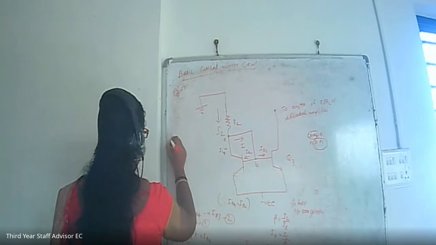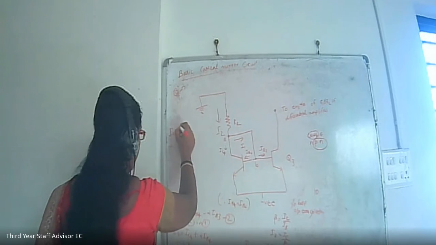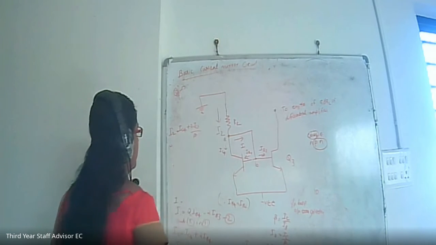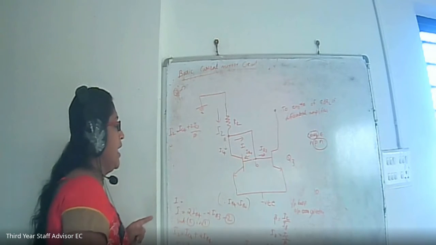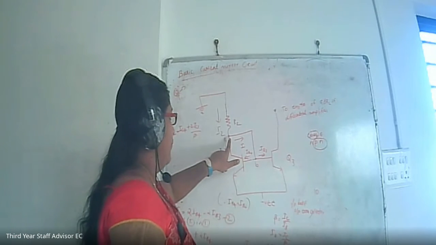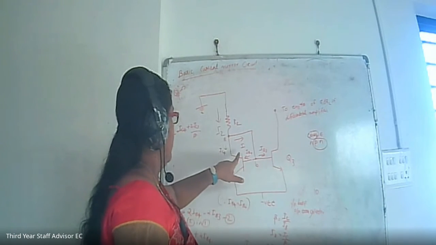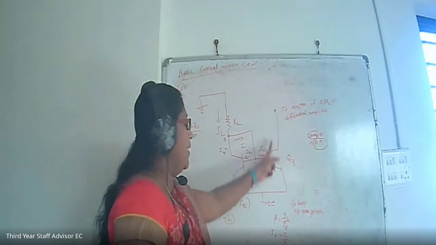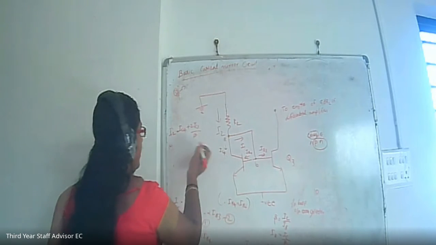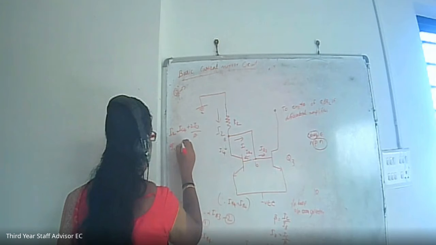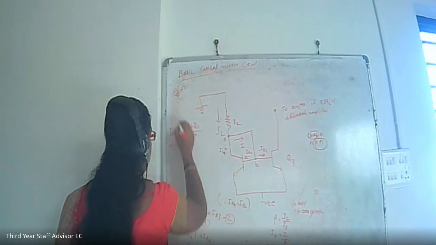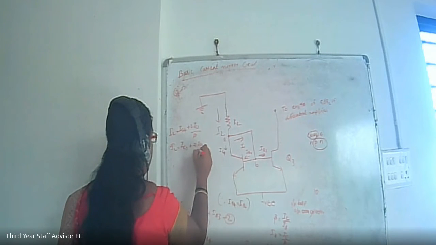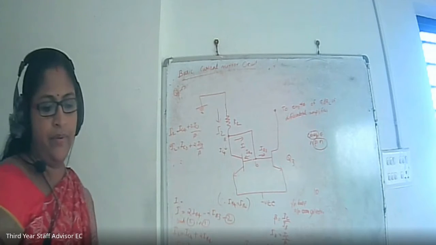We got the equation I2 equals IC4 plus 2 into IC3 by beta. That is our equation. But initially we made an assumption that since the bases are tied together and the base to emitter voltage is the same, the collector current will be the same. That is our assumption. So we can write I2 equals, instead of IC4, IC3 plus 2 into IC3 by beta. So that is our equation.